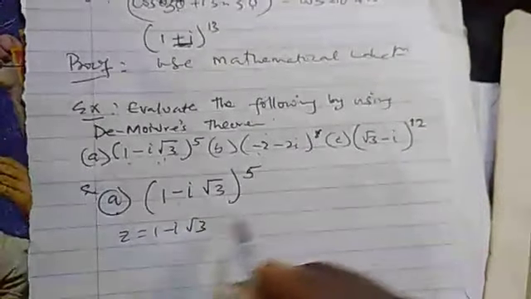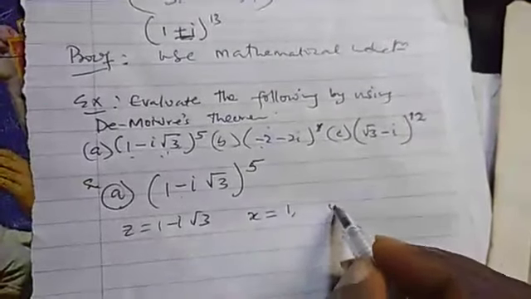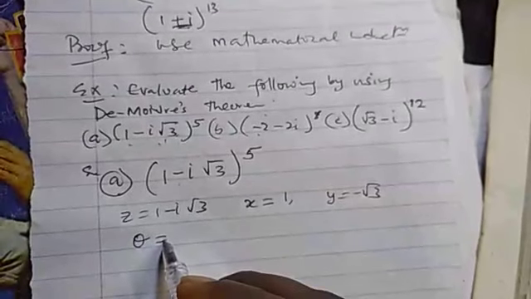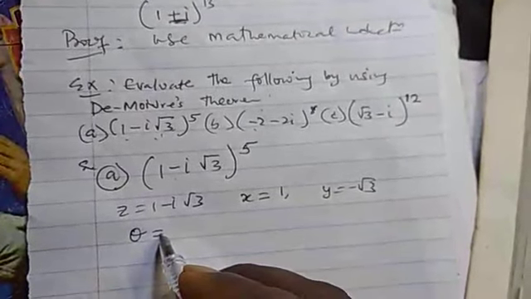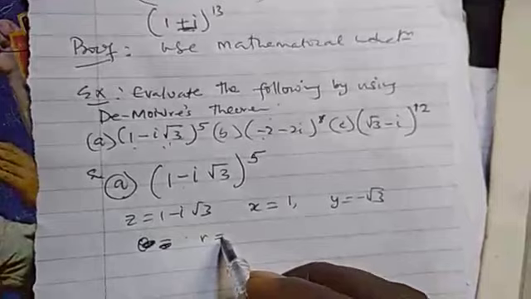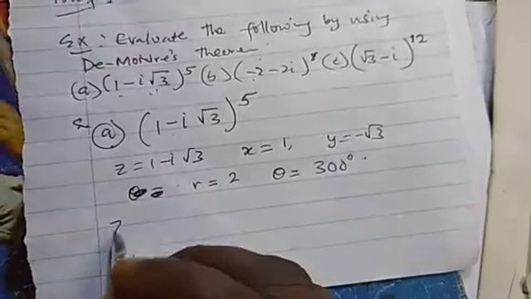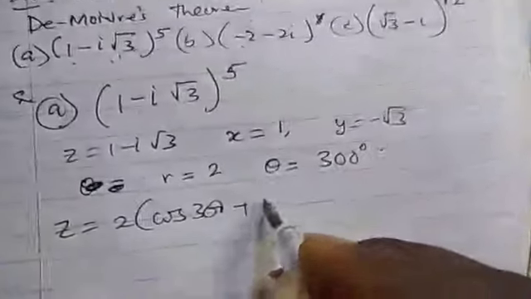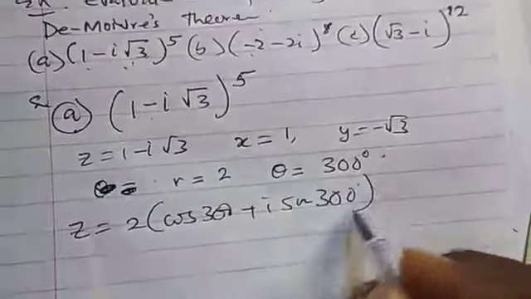Now let's consider this first. Let's say z is equal to 1 minus i root 3. As usual, we know that x is 1, y is minus root 3. I will not stress myself because I have done that before. I have taught you how to do that. Immediately we know, okay, we normally find r first. So we know that without stressing ourselves, r is 2 and our θ is 300. So our z is 2 into (cos 300 + i sin 300).